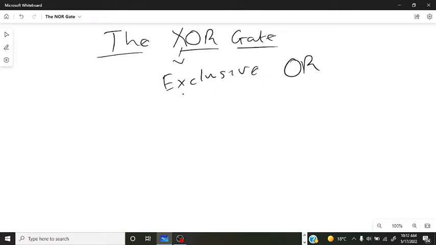What does exclusive OR gate mean? Exclusive OR is simply a logic gate which tries to emphasize difference, or exclusivity in short. I don't know if that's the correct word, but it tries to emphasize difference or exclusivity. What do I mean by this? Before I dive into that, let's look at how the XOR gate looks.